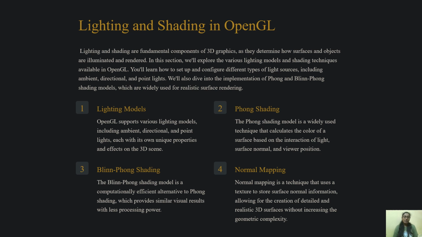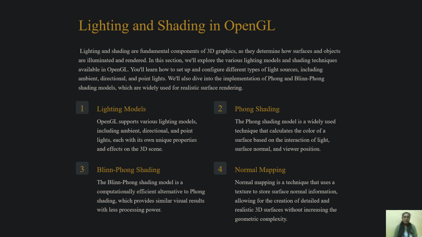OpenGL supports various lighting models, including ambient, directional, and point lights, each with its own unique properties and effects on the 3D scene. Phong shading. The Phong shading model is a widely used technique that calculates the color of a surface based on the interaction of light, surface normal, and viewer position.